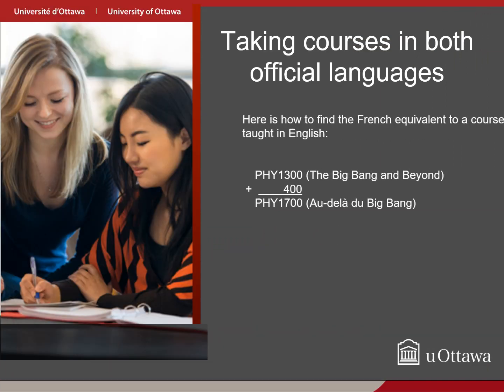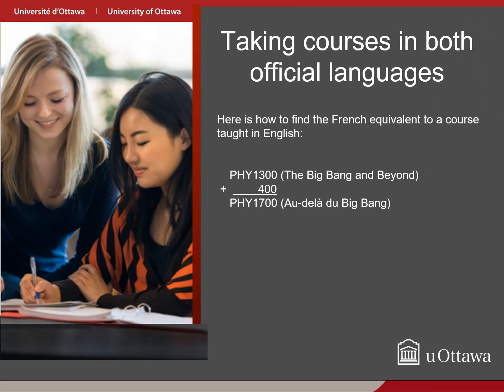If you are interested in taking the French equivalent of an English course, all you need to do is add 400 to the course code. So before we had PHY 1300, if you add 400, you get PHY 1700, which would be the French equivalent of the Big Bang and beyond. It is the same course with the same content and exams. The only difference, of course, is that it's now taught in French. It does work the other way around. If you have a French course and want the English course, simply remove 400.